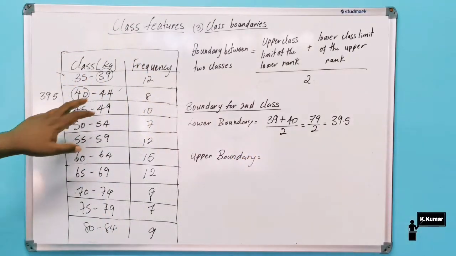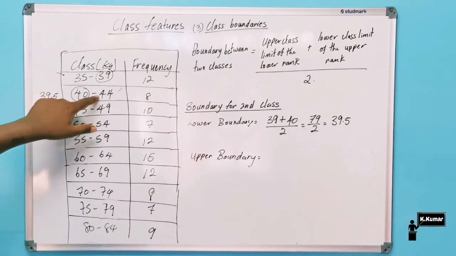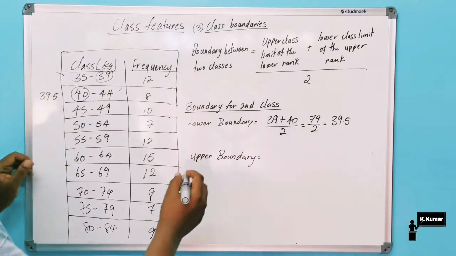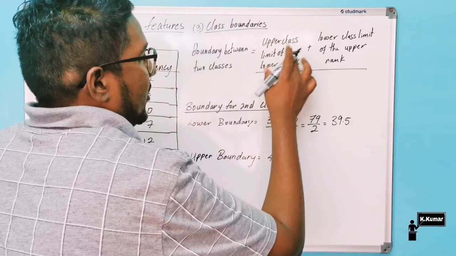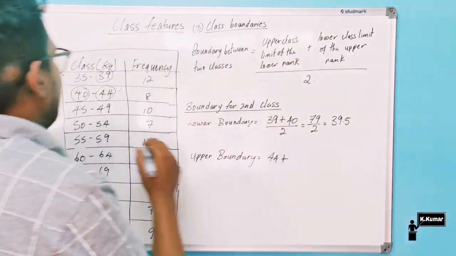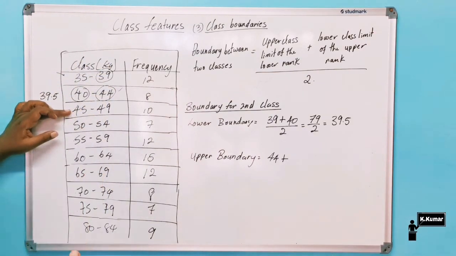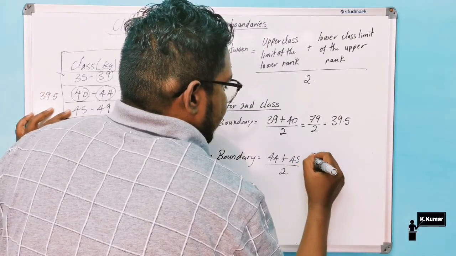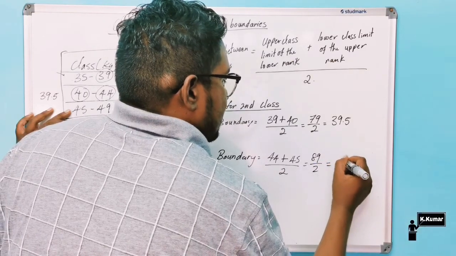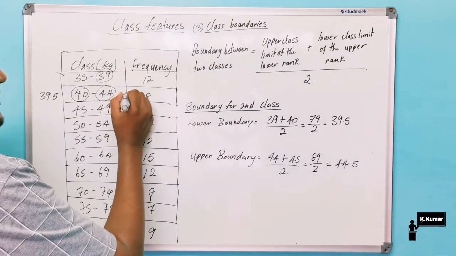Let's find the upper boundary. To find the upper boundary, we're still working with this class, right? So it's the upper class limit of the lower rank. So this now becomes the lower rank, right? If this is the lower rank, then our upper class limit is 44, plus the lower class limit of the upper rank, which now becomes 45, because this one now becomes our upper rank. It's going to be 44 plus 45 divided by 2, and that's going to give me 89 divided by 2, and that's 44.5. So the upper boundary here is 44.5.